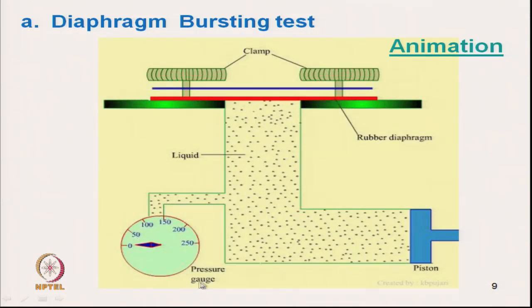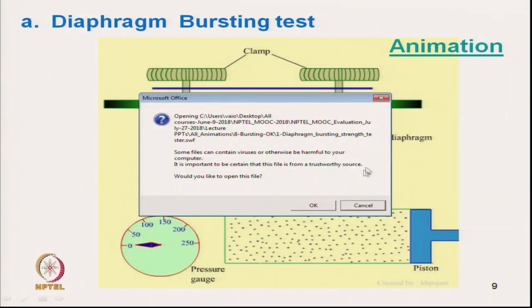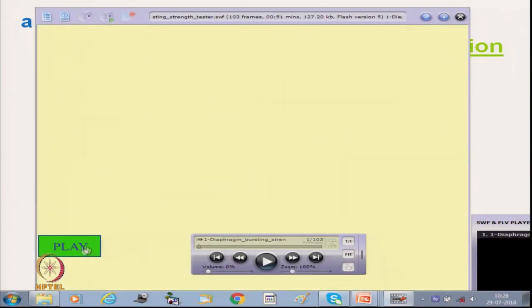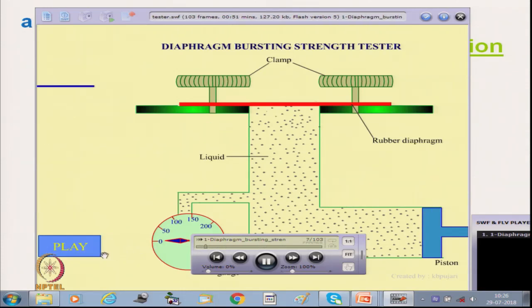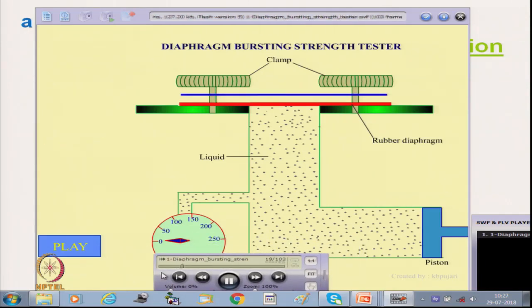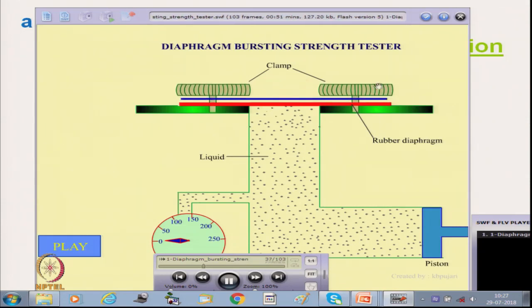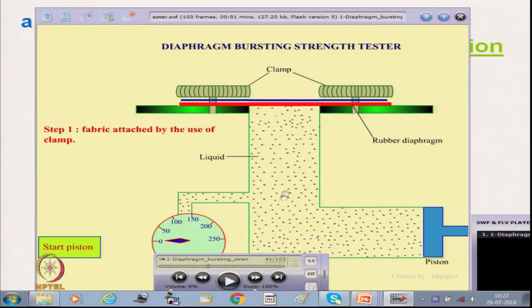This is the pressure gauge, and this red color is the diaphragm, and here the blue is the test sample, which we have to clamp. Now let us see the animation here. Now, the fabric is placed and clamped. We have tightened the clamping, so the fabric is clamped tightly, so that there is no leakage.